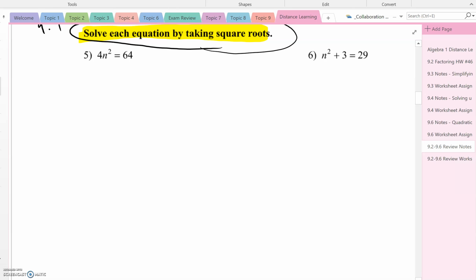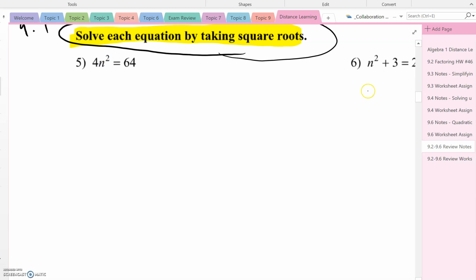want to do is get the n squared completely by itself. So we are currently multiplying the n squared by 4. To undo multiplying by 4, we're going to divide by 4 to get n squared equals 16. Now we want to solve for n, and we currently have n squared. So hopefully you remember, to undo squaring something, you take the square root of that thing. But when we add in the square root, we also need to add in a positive and a negative sign.